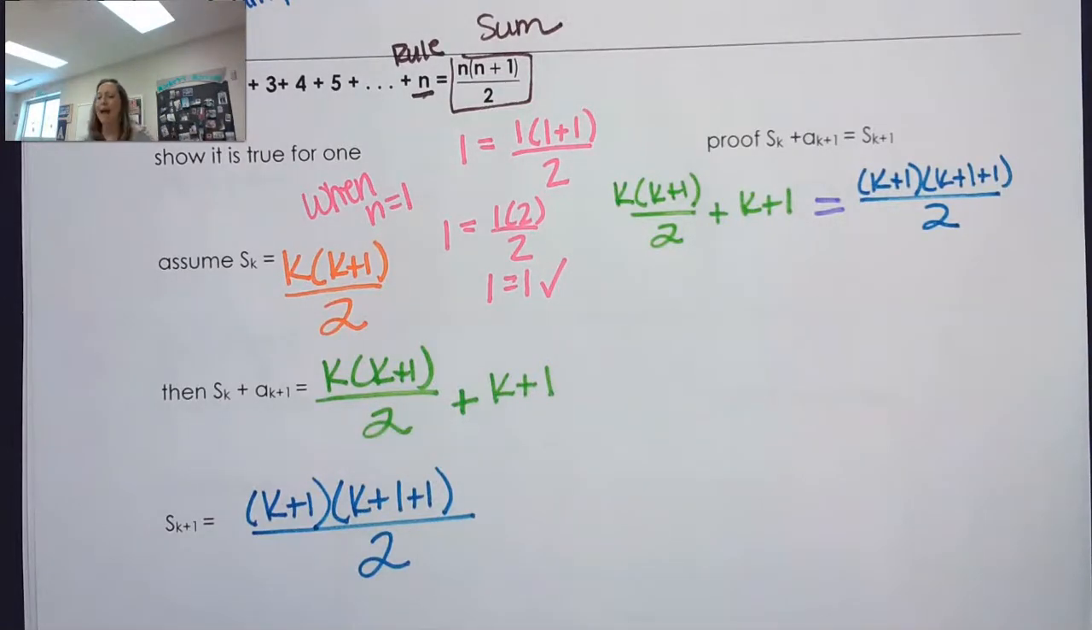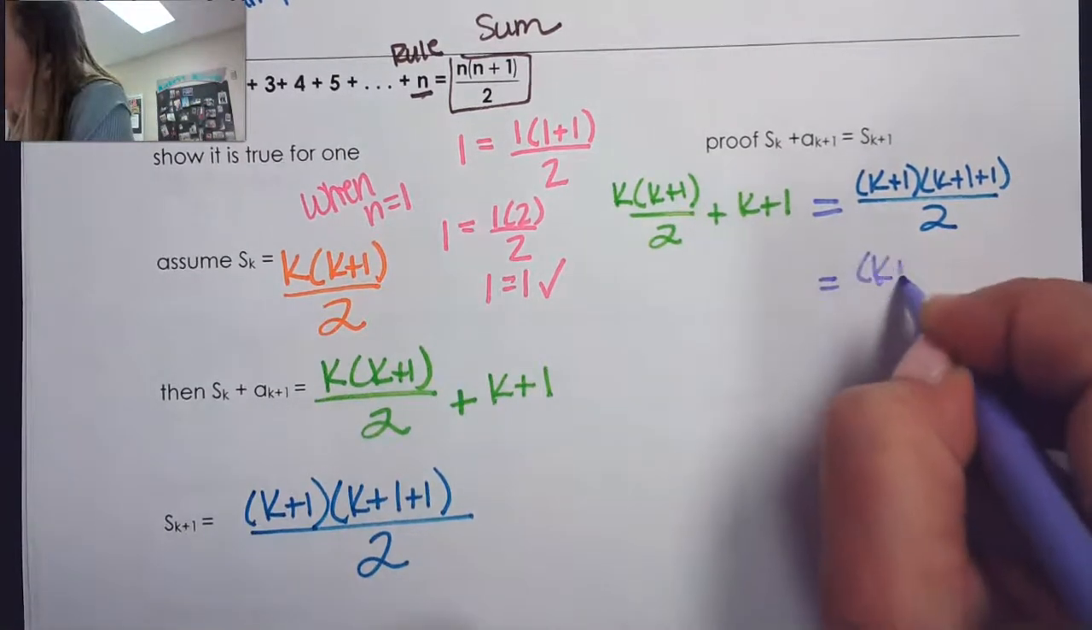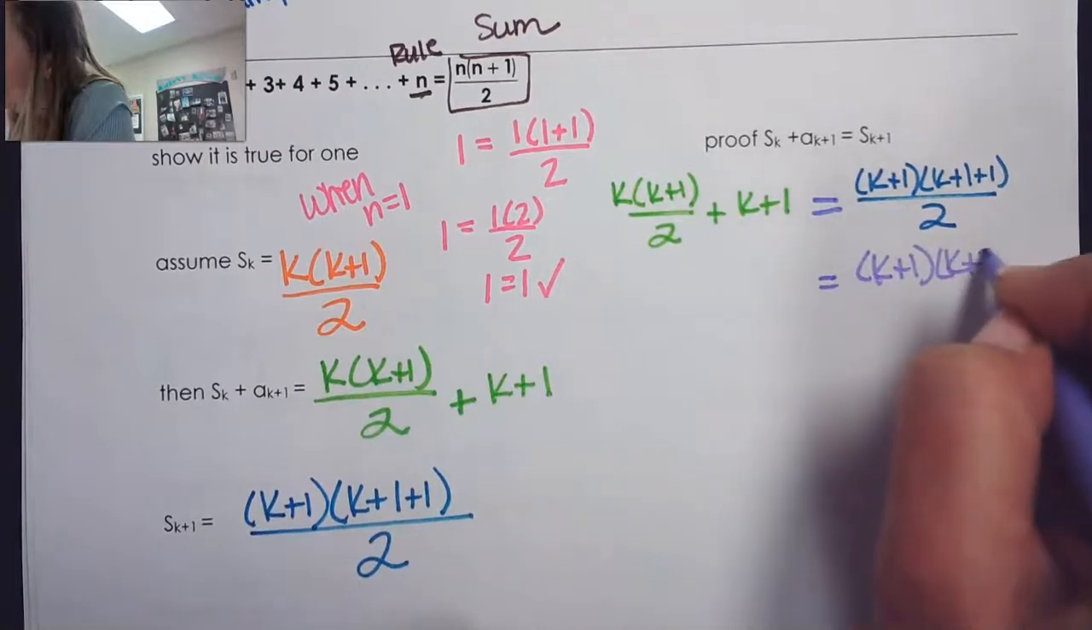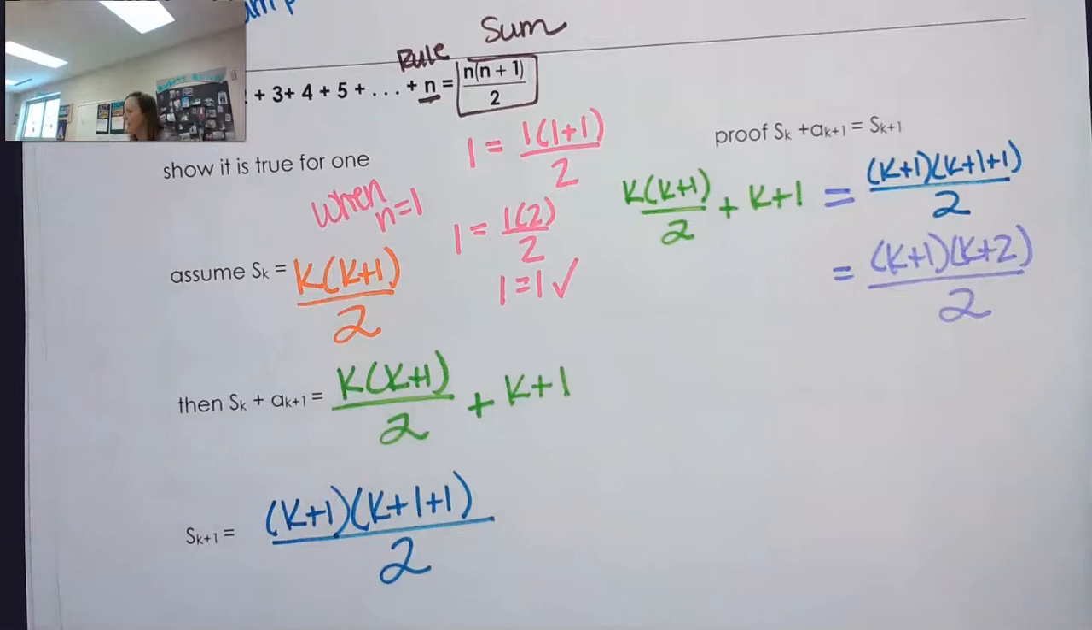Okay? I know I said to leave the right alone, but there's something that's bugging me about the right. What do you think it is? Plus 1 plus 1. By all means, put those together, okay? So by all means, turn that into k plus 1 times k plus 2 over 2. Again, I was just being very literal when I had the k plus 1, but in reality, that's best thought of as k plus 2. Okay?